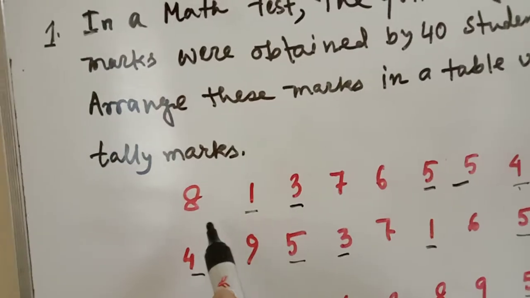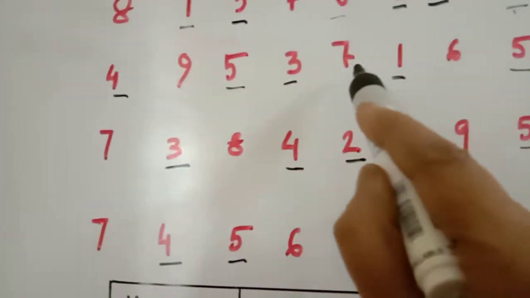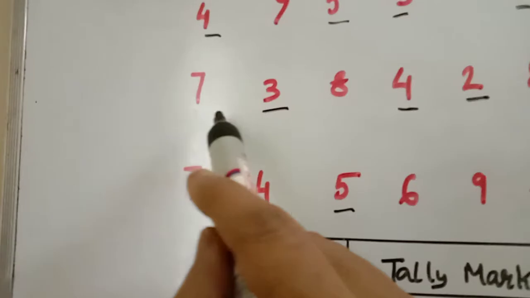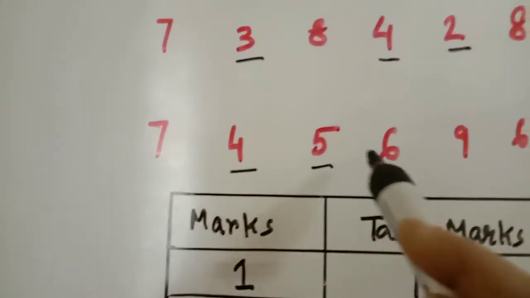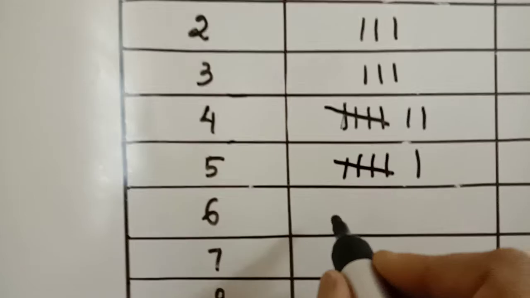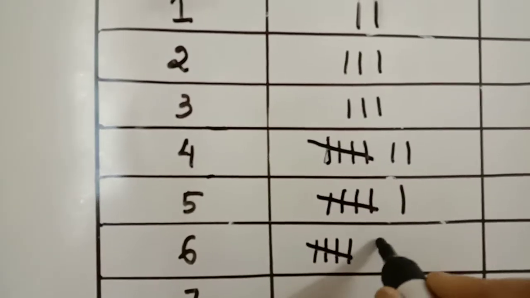Come to number 6. Number 6, count it, find out. 1, go to the next line. 2, 3, 4, 5, 6, 7. So 6 comes 7 times. 1 2 3 4 5 6 7.